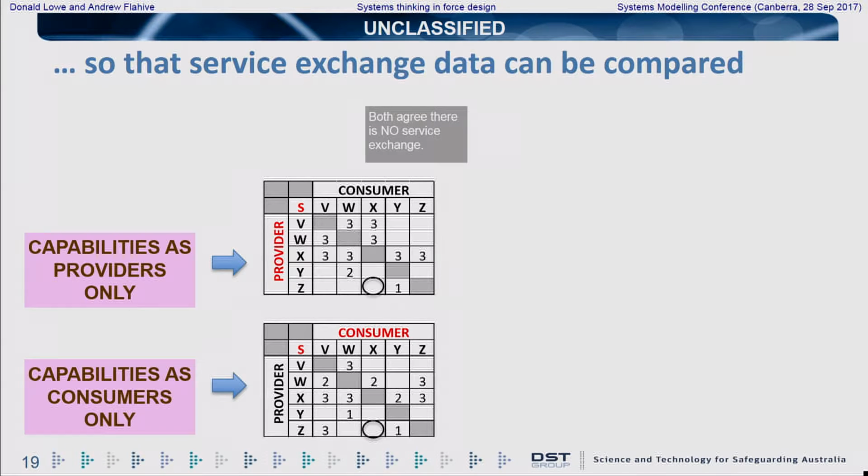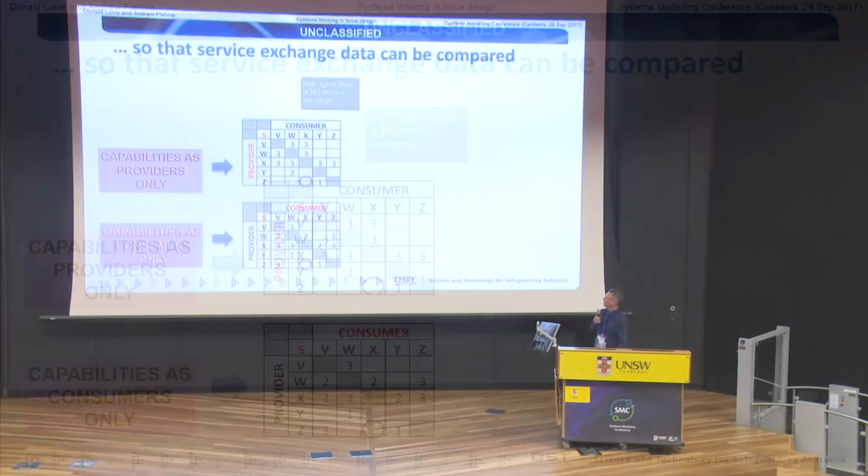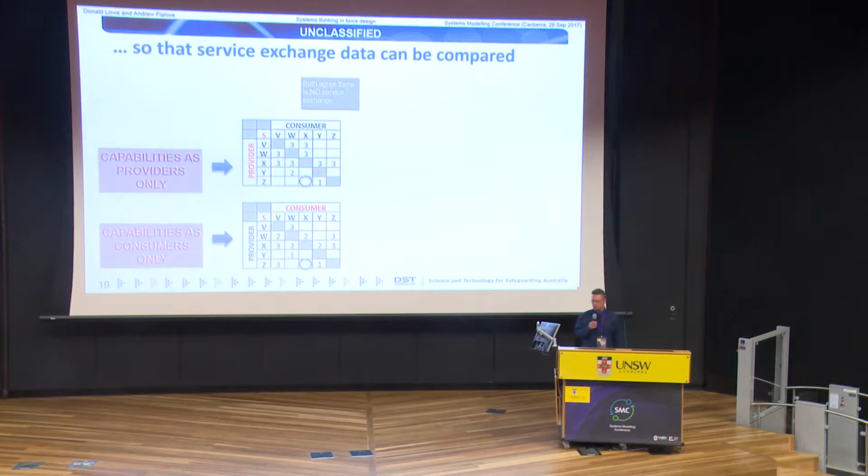Here's an example where they agree that there is no service exchange between the 2. Here also they agree that there is a service exchanged, and they also agree on the criticality level of that service. Here they both agree that there is a service exchange between the 2. However, they disagree on the criticality level of that service.